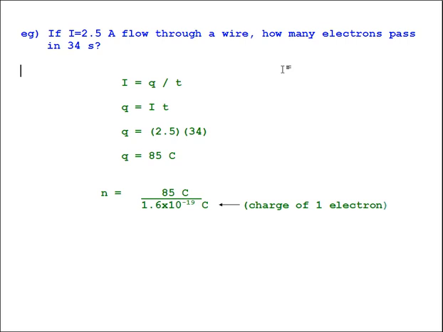But now that we've done the electrostatics chapter, we can say, okay, the number, and I just picked a letter of the alphabet, like N for number. The number of electrons is our 85 coulombs divided by the amount of charge on every single electron. Pretty tiny. So we end up with a whole bunch of electrons going by that one spot in 34 seconds.